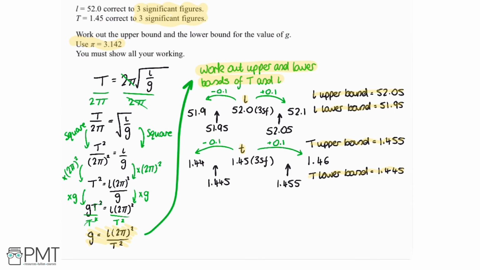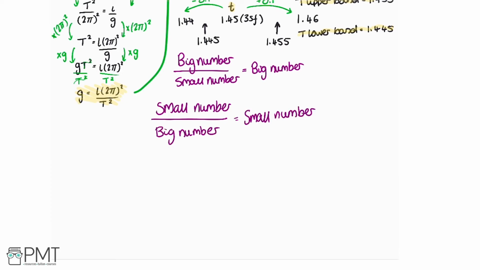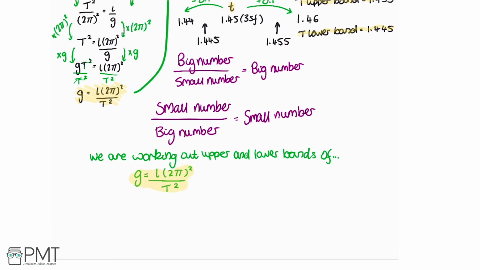Great, so now we've got all we need to work out the upper and lower bound of the value of g. If I've got a big number, and I divide it by a small number, I'm going to get a big number. And now let's think, if I took a small number and I divide it by a big number, that's going to equal a small number. Okay, well, why is that relevant? We're working out the upper and lower bounds of g equals L multiplied by 2 pi squared over t squared. And it's like a fraction. We've got L on the top and t on the bottom.